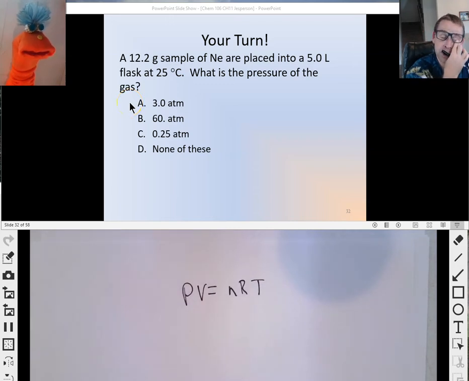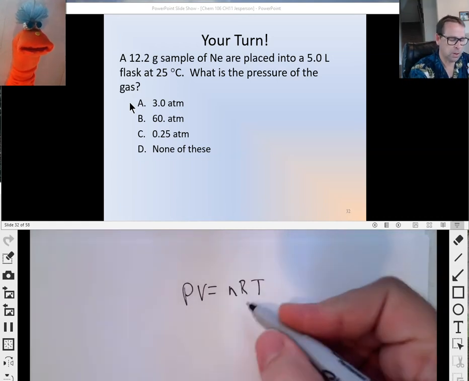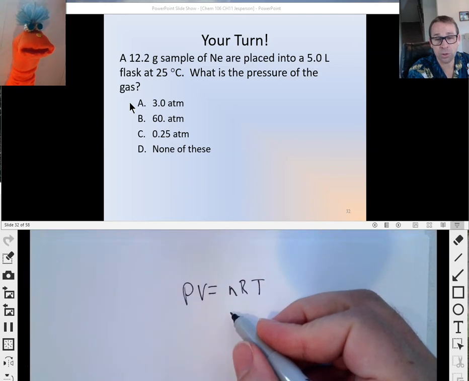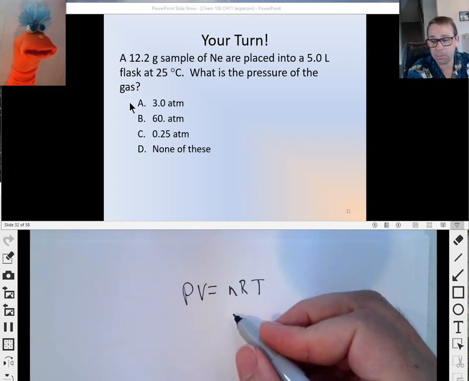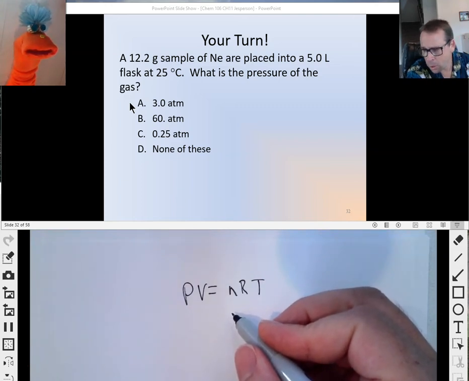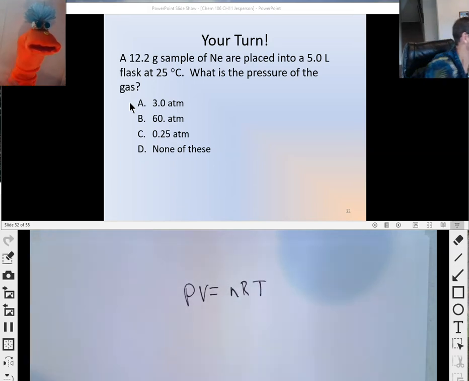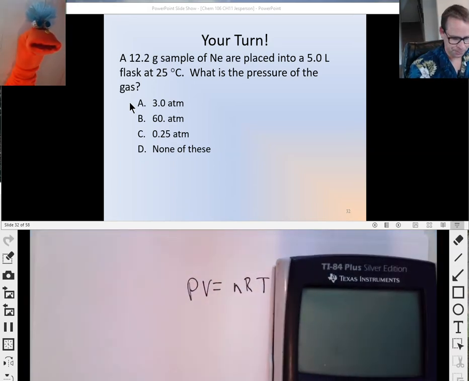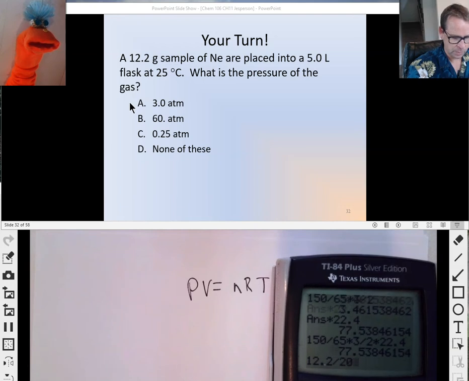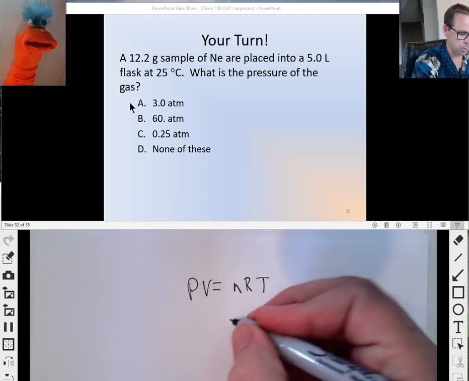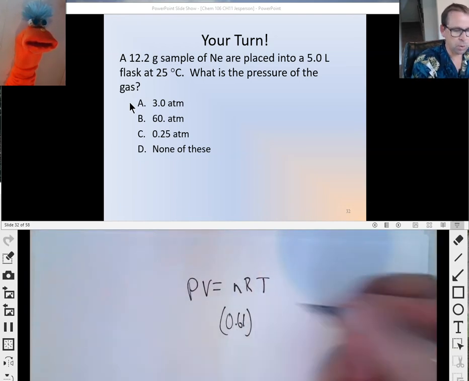If I have 12.2 grams of a sample of neon, and it's in 5 liters, and the flask is at 25 degrees Celsius, I should be able to identify what the pressure of the gas is. Okay? I don't know how many moles, but I do know that I have 12.2 grams, so I can convert that to moles by dividing by 20. Neon has a mass of 20. So 12.2 divided by 20, that gives us our moles, 0.61 moles. That's how many moles of neon I have.